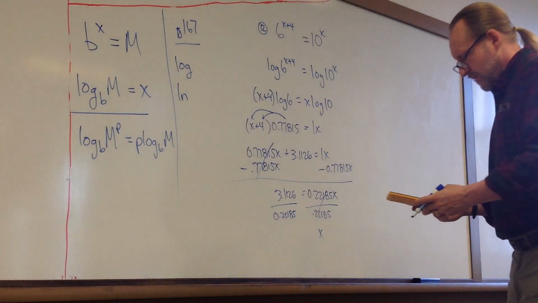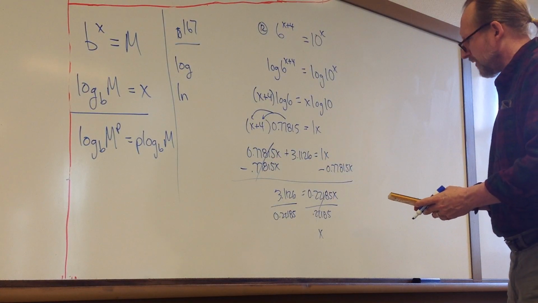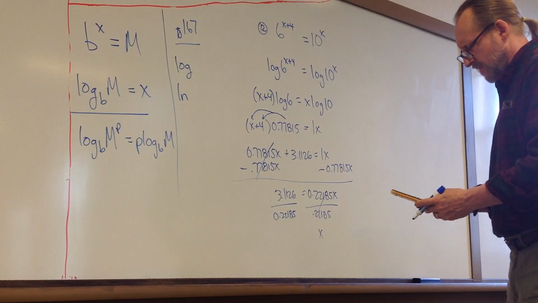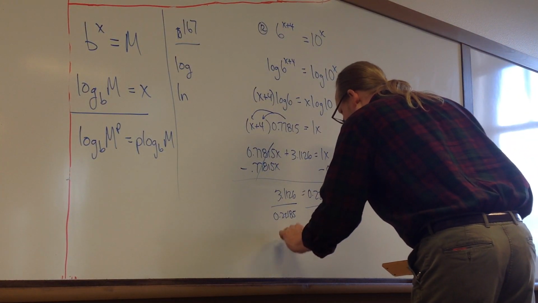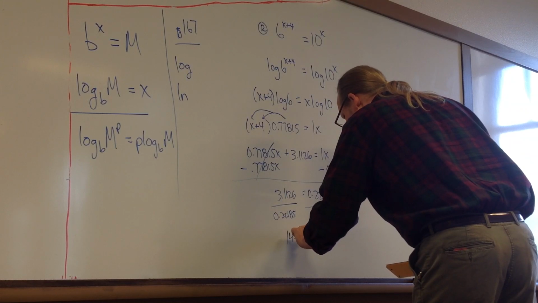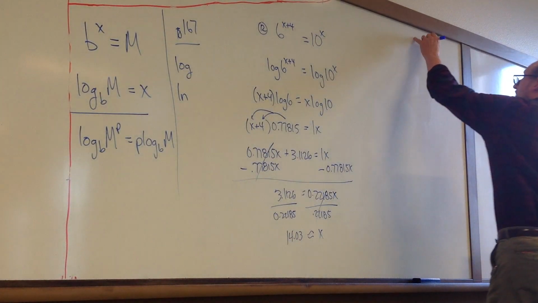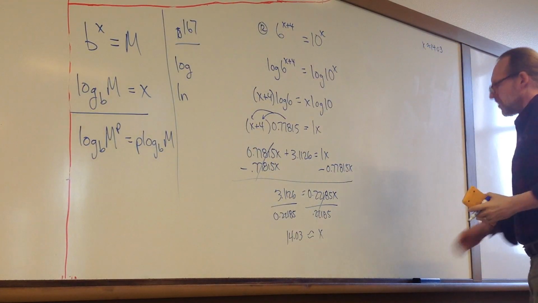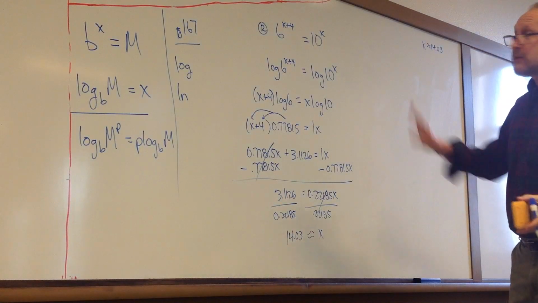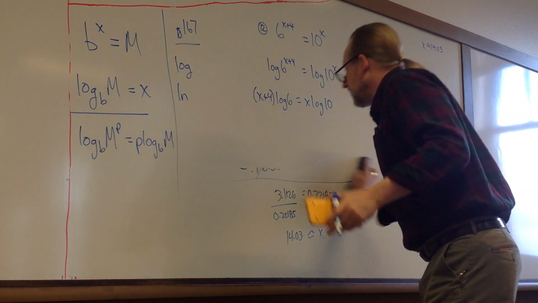So 3.1126 divided by 0.22185, and our answer is about 14.03. Okay, so let's put that answer up here. Now let's go back and solve this by hanging on to the logarithms and see how that works.